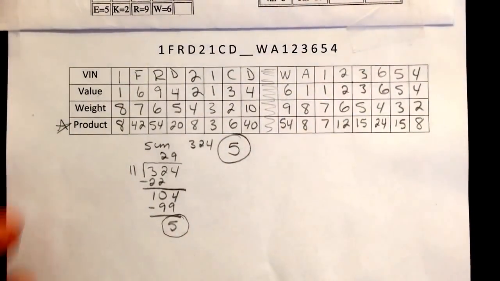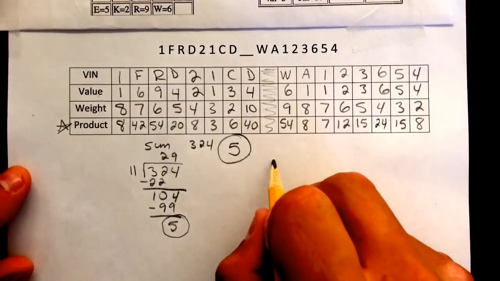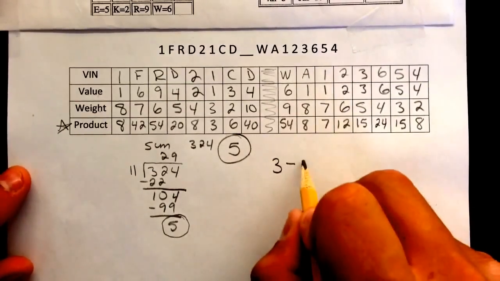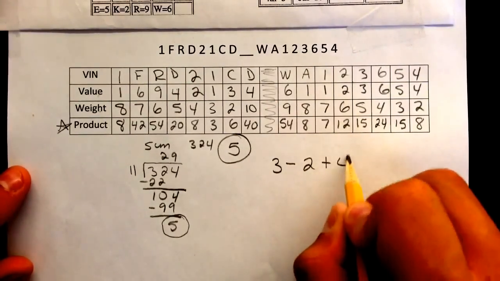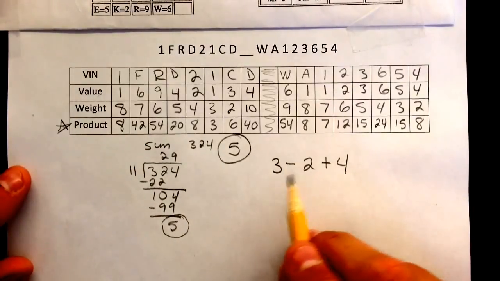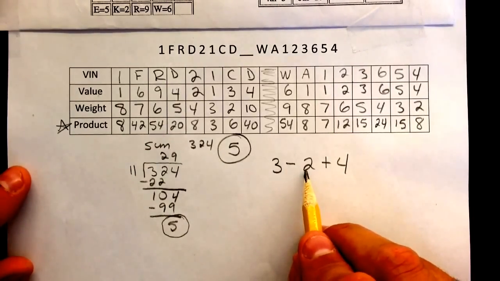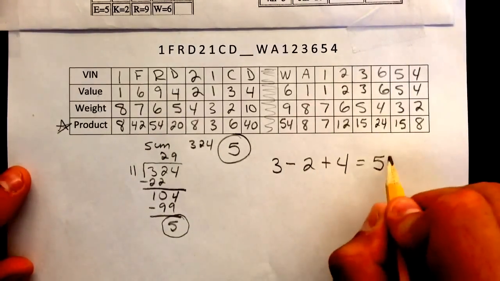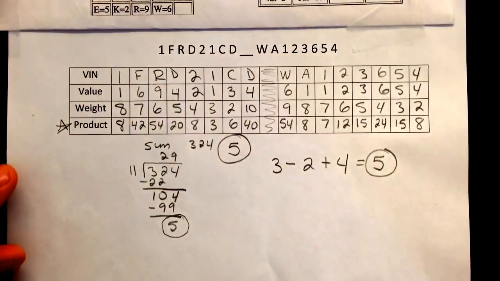That's the answer. Another way to do it is the method we learned before, which is taking the number 324 and working with it, how we know that 11 works. We can use this method. 3 minus 2 is 1, and 1 plus 4 is 5. You can also get it that way. That's a secondary way to get it.